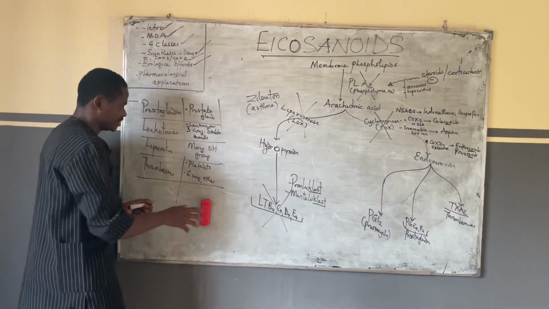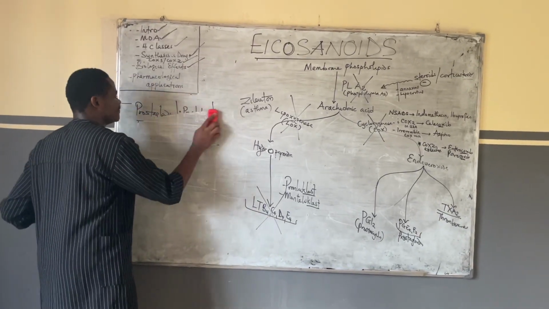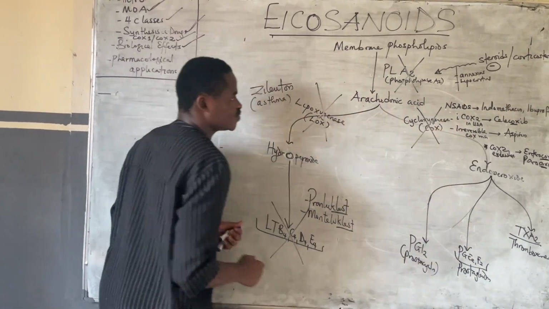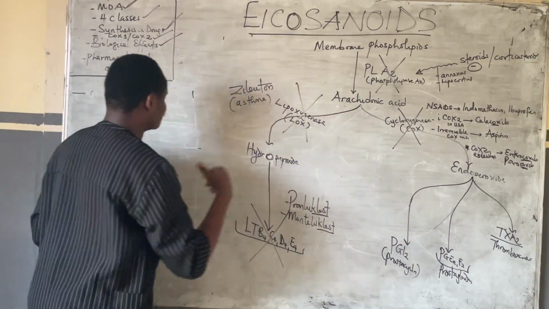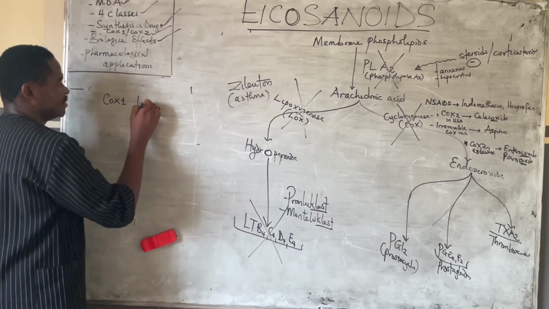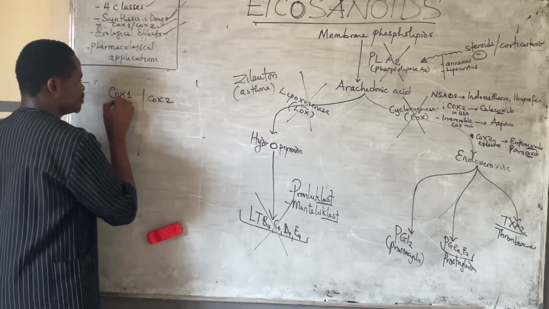Now let's go to something different. Let's differentiate COX-1 from COX-2. Where have we seen COX-1? See the COX here. So let's differentiate the COX. There are two COX: COX-1, cyclooxygenase 1, and cyclooxygenase 2.